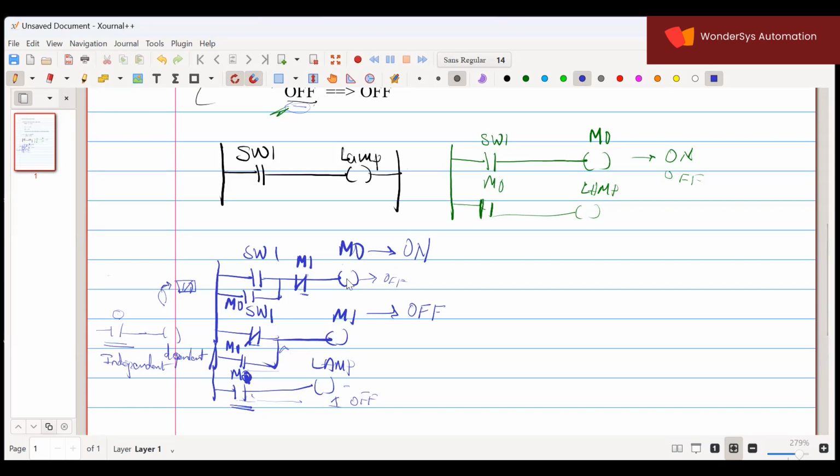Ma'am, the repetition of input address is confusing very much. Output is M0, M1, and why is NO also named M1, M0? That is confusing. You have confusion in basic things only.